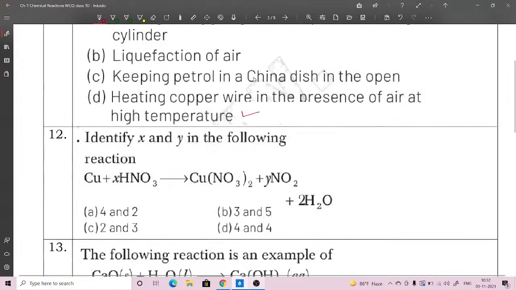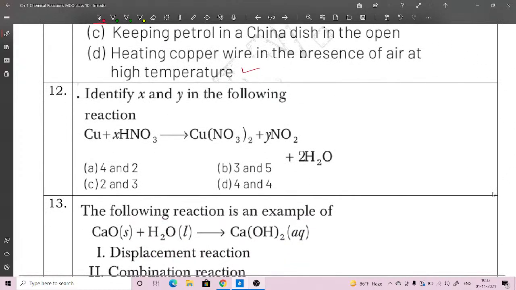Let us move on to question number 12. Identify X and Y in the following reaction. Okay, you can put a star for this question. Why star? Because this is another type of question which is very common in this particular chapter. That is, a particular reaction will be given to you and you are going to balance that particular reaction. Okay, let us see what's the reaction.